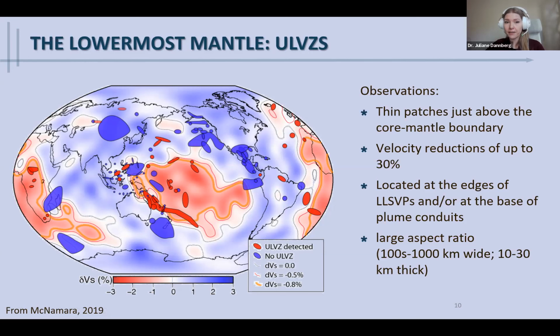But in addition to that, there's also smaller scale heterogeneity. So we see all of these small red patches just above the core-mantle boundary. And those are regions where the S-wave velocity is reduced even more, by up to 30%. Those are the so-called ultra-low velocity zones, or in short, ULVZs. And as you can see, many of them seem to be located at the edges of these LLSVPs or at the base of plume conduits.